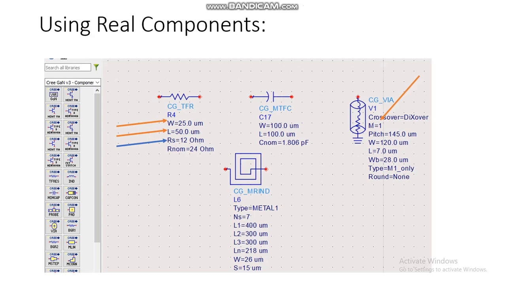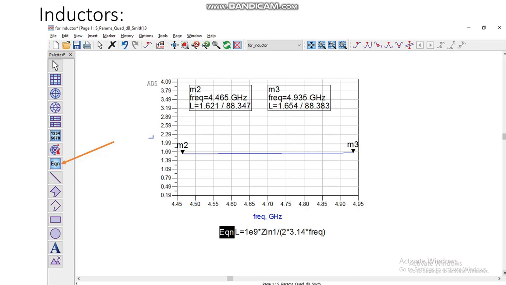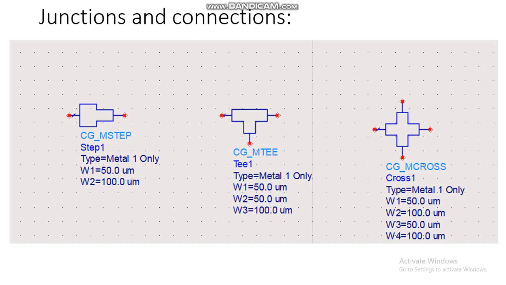But for inductors, the story is different. We cannot change the size of the inductor and see the equivalent inductance. For that, we can put the inductor in a separate schematic, just like what I have done here, and then we can write an equation for that and see the equivalent inductance of the inductor. And according to that, we can put it into our circuit. My suggestion is to check the circuit and run the simulation after replacing each one of the ideal components with real components.